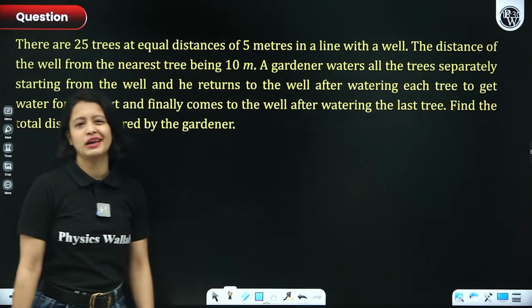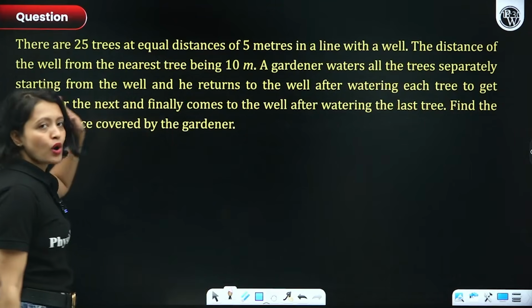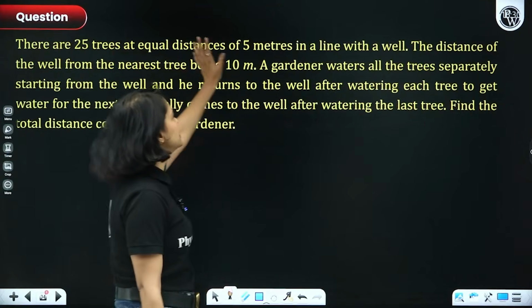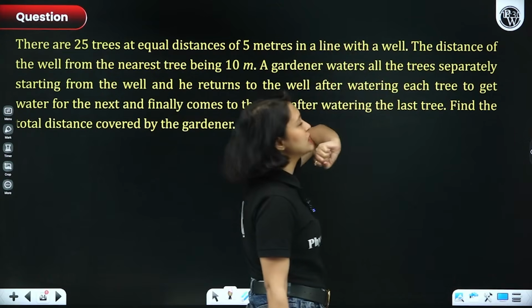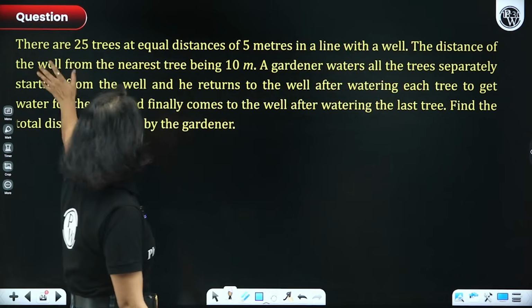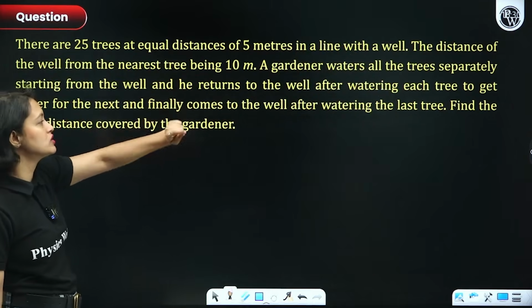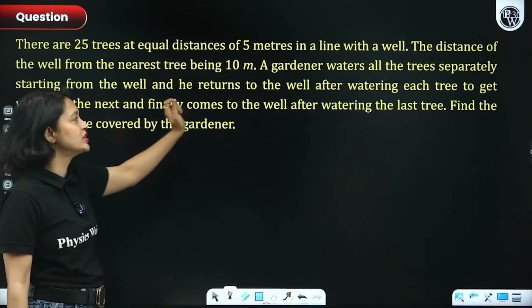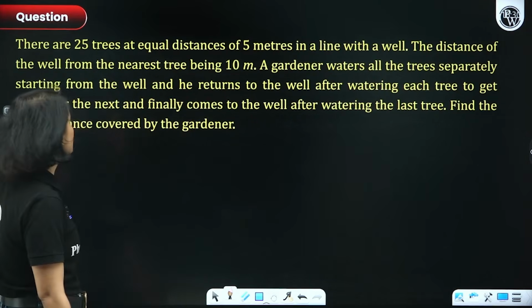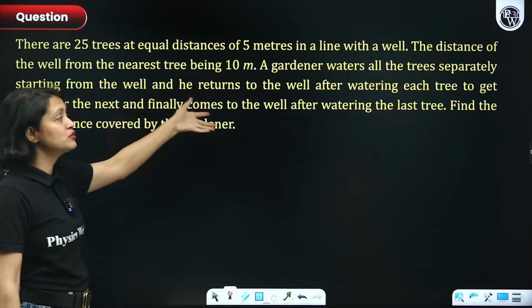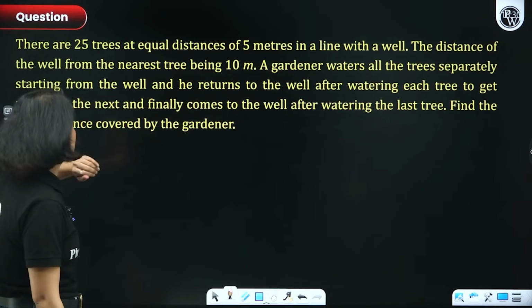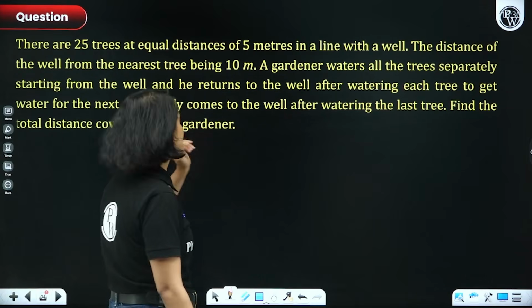Again, a very common type of problem, guys. What is the problem saying? There are 25 trees at equal distances of 5 meters in a line with a well, the distance of the well from the nearest tree being 10 meters. A gardener waters all the trees separately starting from the well, and he returns to the well after watering each tree to get the water for the next one, and finally comes to the well after watering the last tree. Find the total distance covered by the gardener.